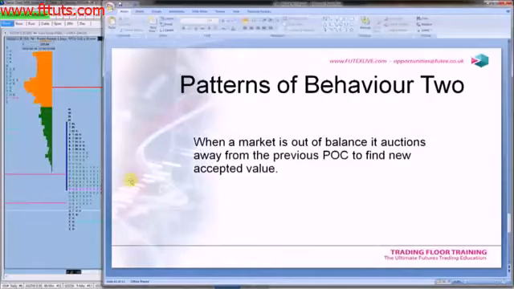When a market is out of balance, it auctions away from the previous point of control to find new accepted value.